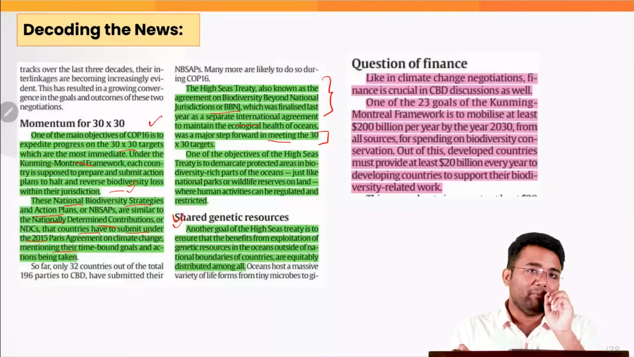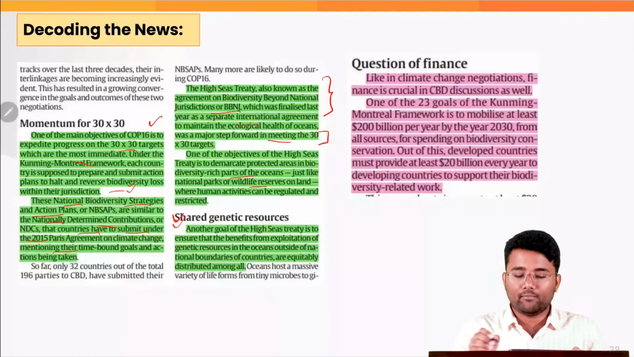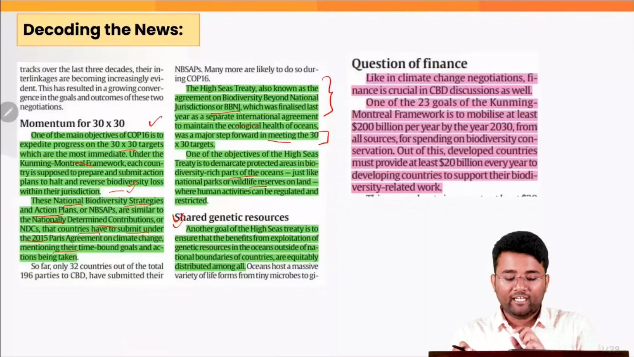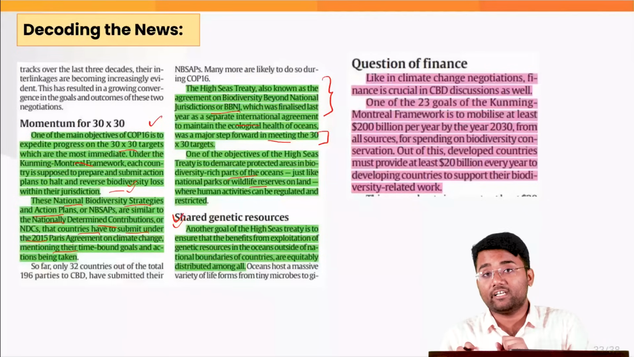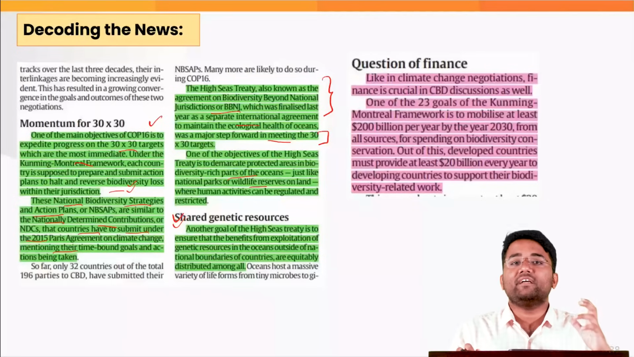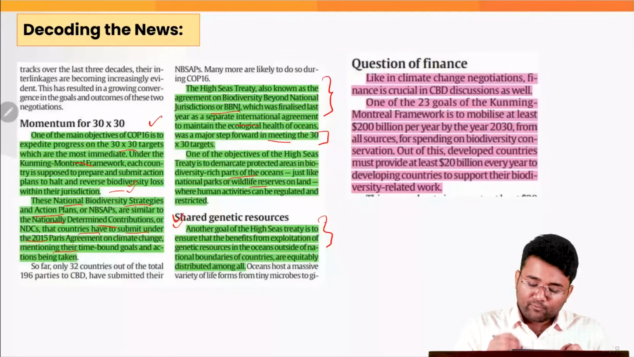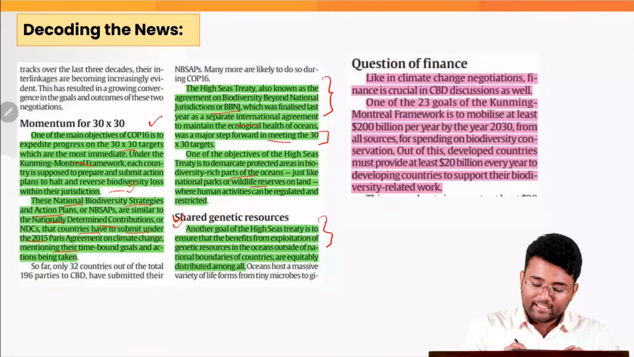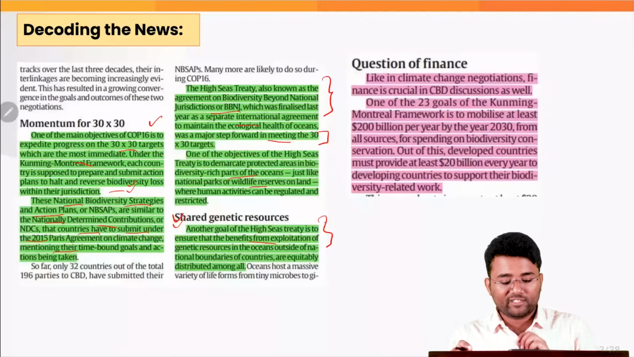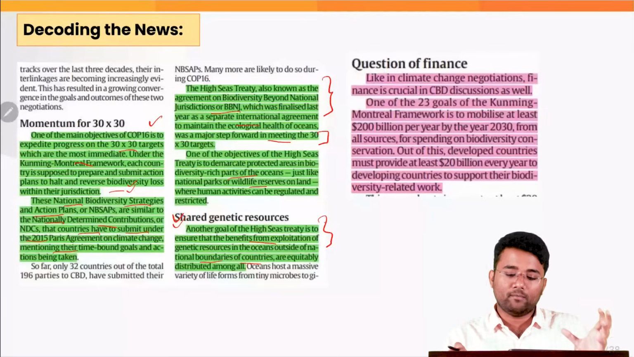And one of the major objectives of this High Seas Treaty is to demarcate protected areas in biodiversity rich parts of the ocean, just like National Parks or Wildlife Reserves on land, where human activities can be regulated as well as restricted to protect the marine life as well as the marine ecosystem under this High Seas Treaty. Also, it is focusing on promoting sharing of the genetic resources, that is, benefits from the exploration of genetic resources in the ocean outside the national boundaries of the countries are equitably distributed among all.